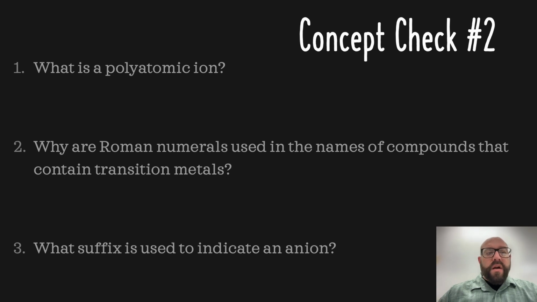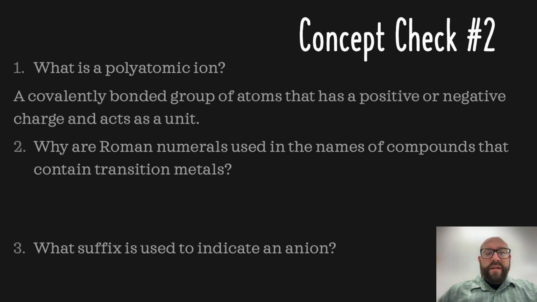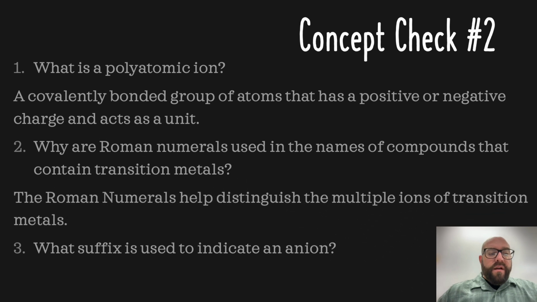Concept check number 2. What is a polyatomic ion? It is a covalently bonded group of atoms that has a positive or negative charge and acts as a unit. Question 2. Why are Roman numerals used in the names of compounds that contain transition metals? The Roman numerals help distinguish the multiple ion transition metals. Question 3. What suffix is used to indicate an anion? Ide, I-D-E. Simple.